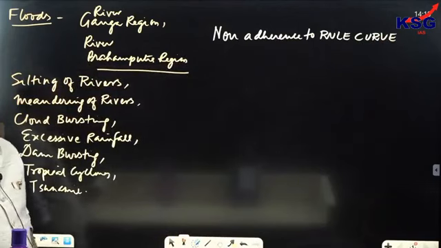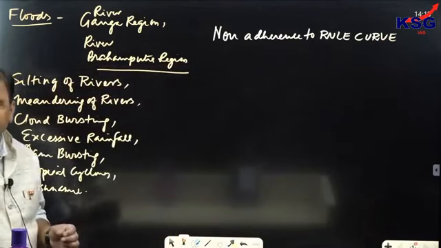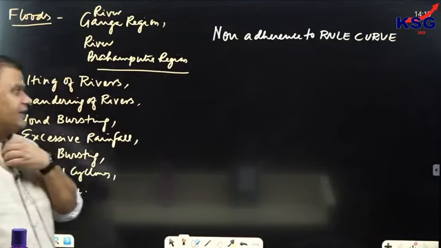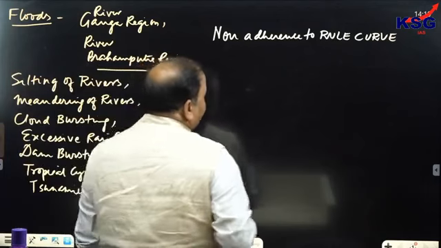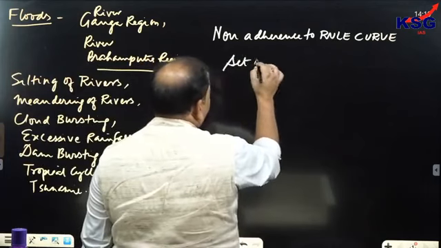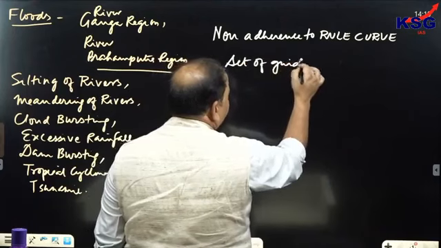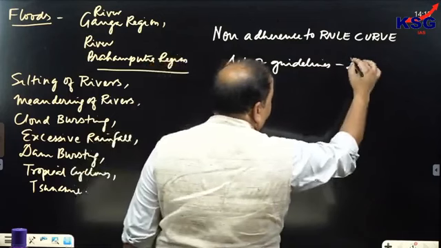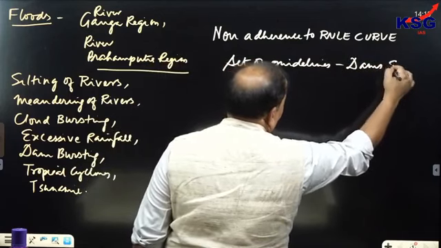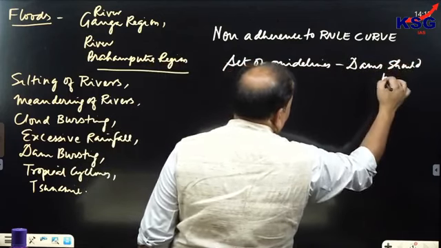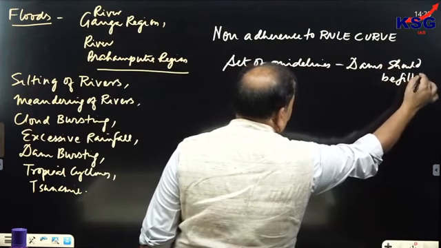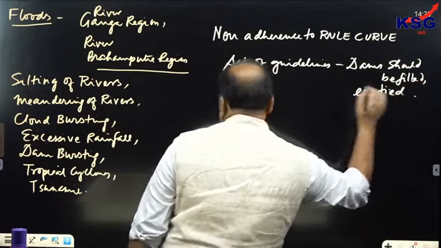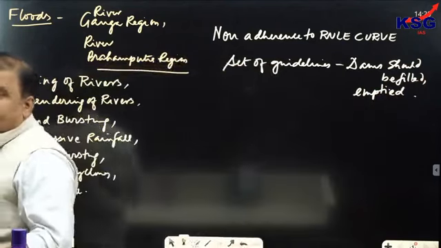And what is rule curve? Rule curve is a set of guidelines according to which the dam should be filled and the dam should be emptied. Write down. It is a set of guidelines according to which the dam should be filled and emptied.